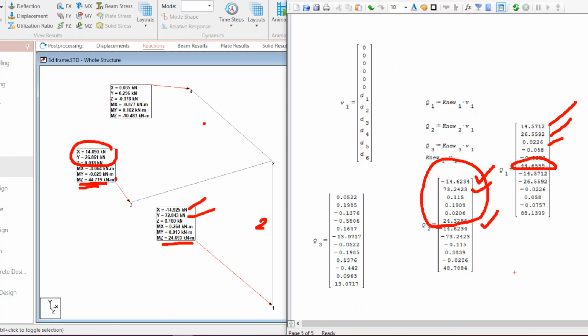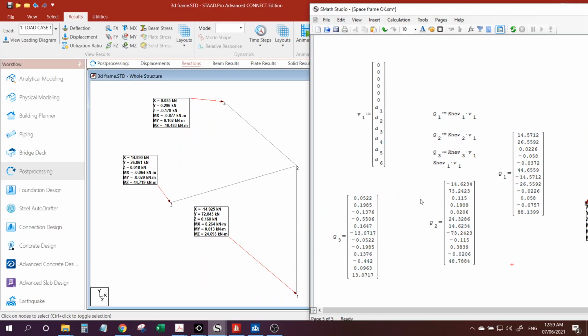And last, for member 3, these are the reactions. If you notice, XYZ is almost 0, similar to here. But the moment is 13. Instead, I'm getting 11 or 10.5 in STAAD. My SMAT is 13. There's a discrepancy because I'm only using limited decimal places.